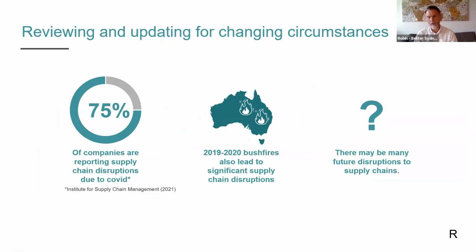And so we also need to be aware that we need to review and update this prioritization as we go. A lot of things have happened over the last 18 months, over the last 2 years, that have caused massive disruptions to supply chains, to our existing business models. The report released recently from the Institute of Supply Chain Management showed that 75% of companies are reporting supply chain disruptions due to COVID-19. Of course, we saw the bushfires, which have led to really enormous supply chain disruptions, and there will probably be future ones.